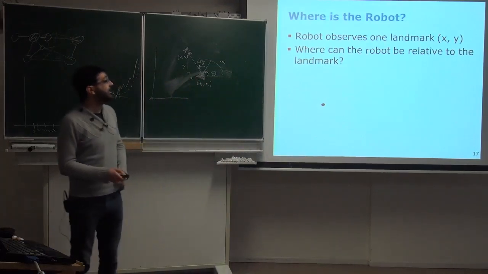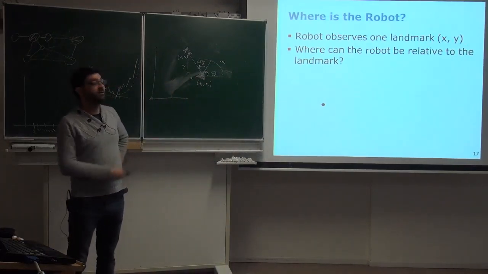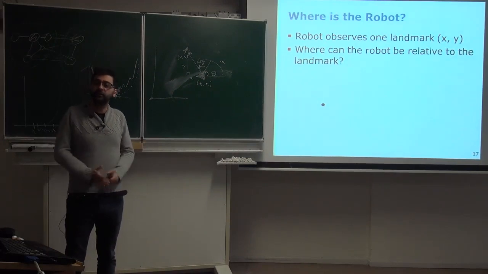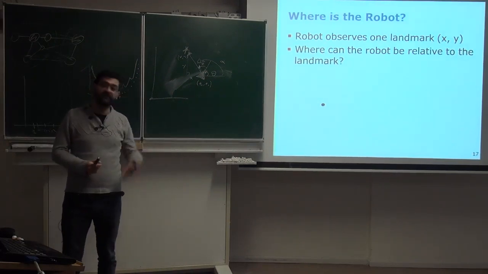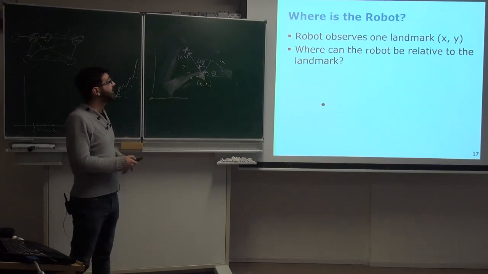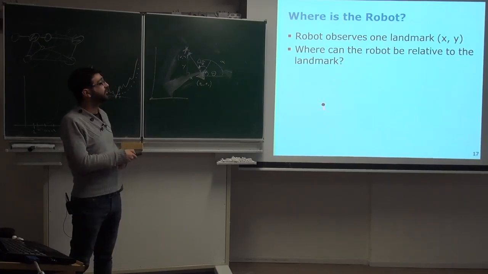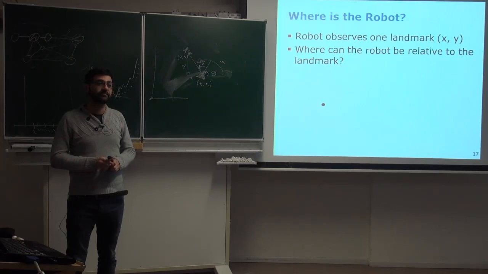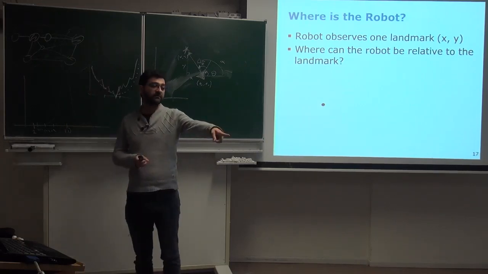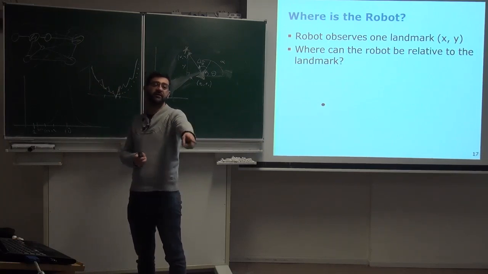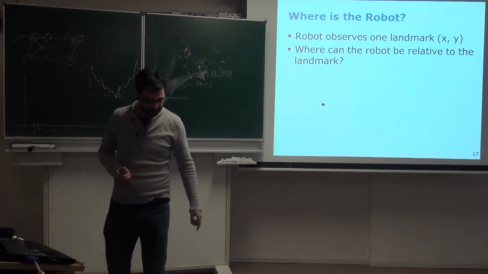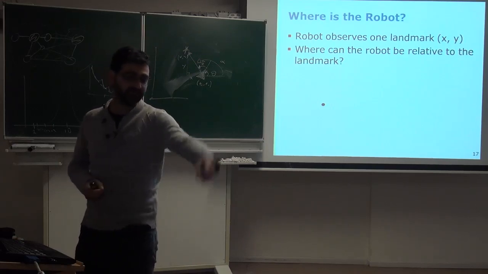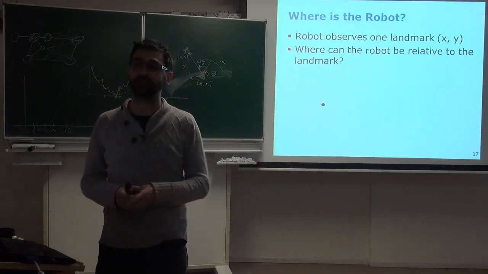So imagine that the robot now observes the landmark x, y. So it only knows that the landmark is 1 meter on the left and 1 meter in front, no? And assuming that we know where the landmark is, where can the robot be? The only thing I know is that the corner of that table is more or less 1 meter on the left and 1 meter forward of me.